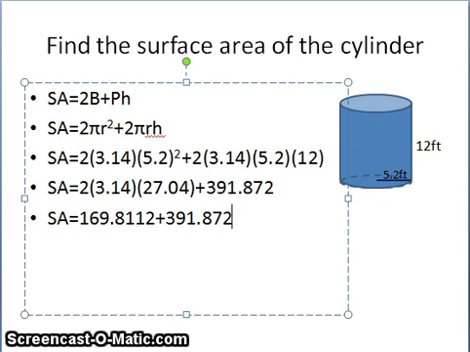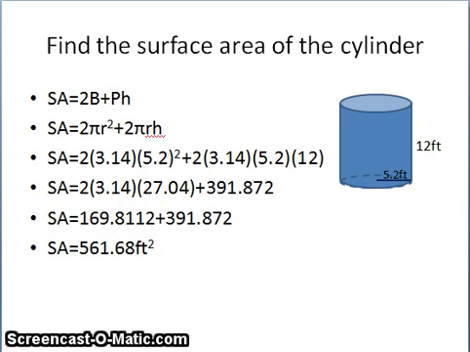Plus, I'm going to keep that 391.872, and I'm going to add these two together, and oops, give me just 1 second there so I can actually add them. There we go. It's 561.6832. And then, you know, they probably only want 2 decimal places, so since that's an 8 in the third place, I round up. I need my units. They were feet, and we're doing area, surface area, but it's area, so it's just squared.